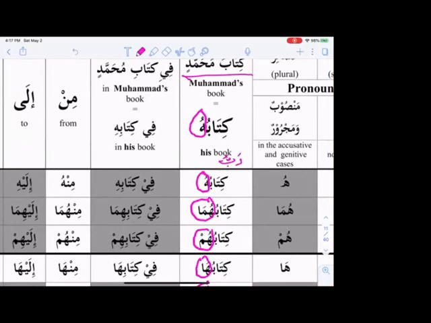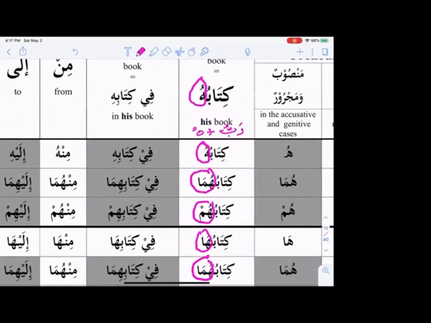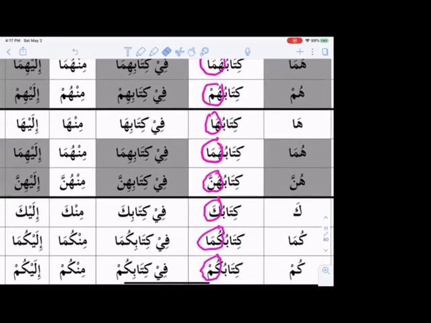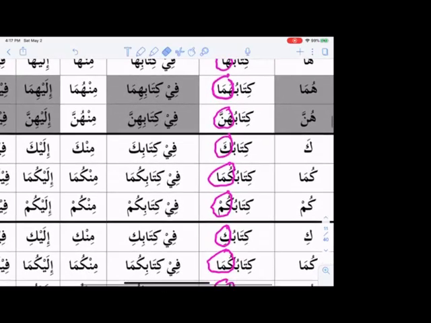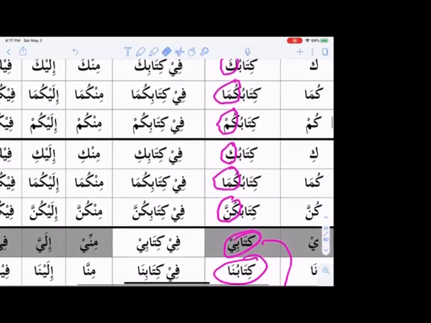Rabbu, it is Rabbun, huh? And then we put here who. So it became mudaf mudaf ilayh. When a pronoun joins a noun, it becomes mudaf mudaf ilayh. Rabbuhu, Rabbuhuma, Rabbuhum. Rabbuha, her Lord. Rabbuhuma, Rabbuhunna. Rabbuka, your Lord. Rabbukuma, Rabbukum, Rabbuki, Rabbukuma, Rabbukunna.